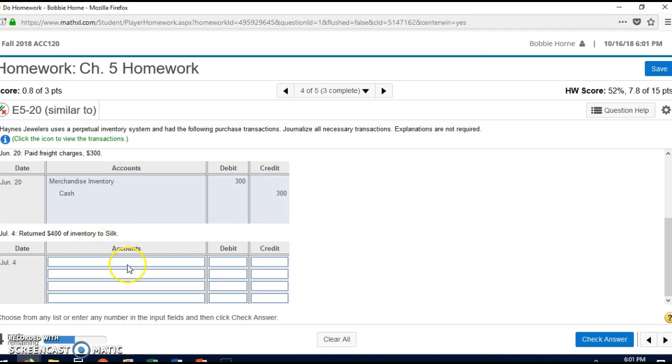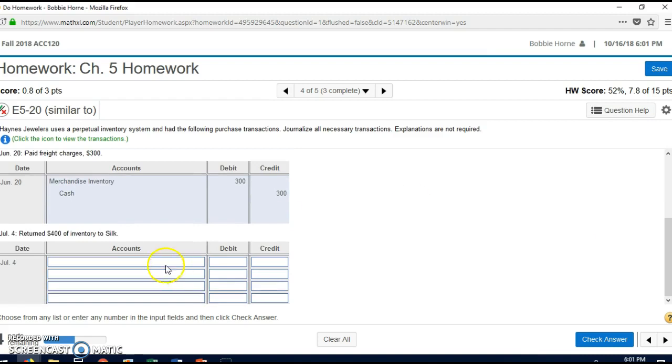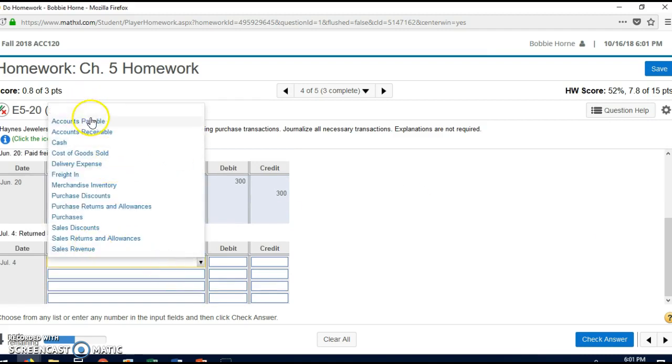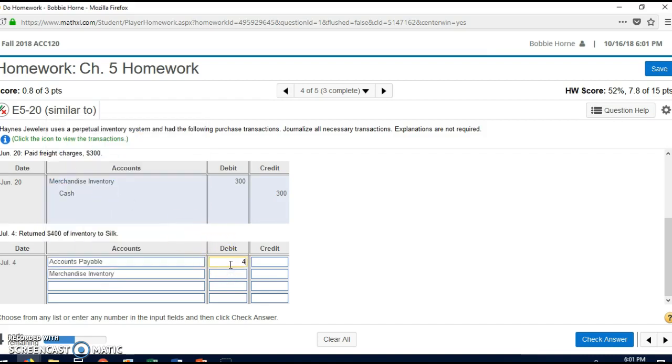Return 400 inventory to Silk. So we've returned 400 of this inventory. So we need to reduce the accounts payable because we don't owe it anymore. And so we debit it and we credit inventory because the inventory is being returned. So the account needs to go down.